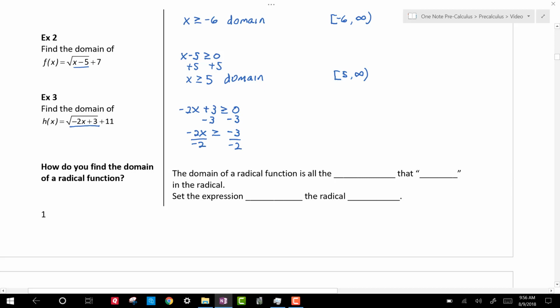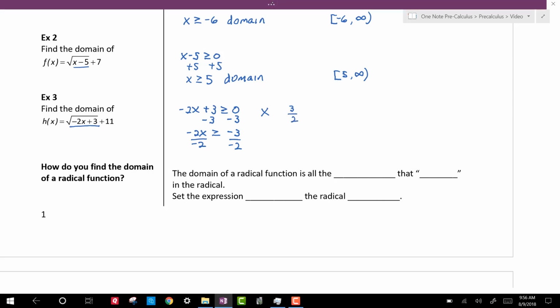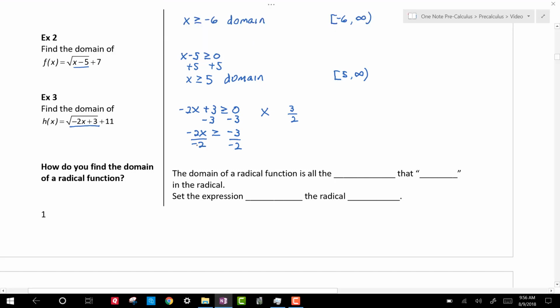And so we actually end up with x. And on the right side, we end up with +3/2. But we have something else that we need to keep in mind. When we divide an inequality by a negative, that sign flips over. So x has to be less than or equal to 3/2 in order for this radical to be a real number. So my domain is x less than or equal to 3/2.